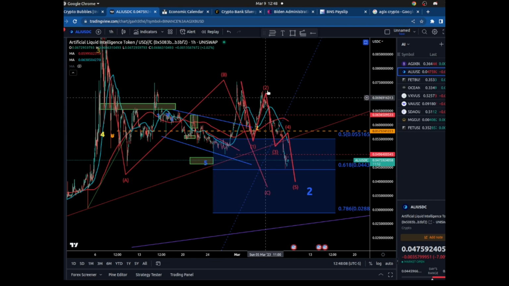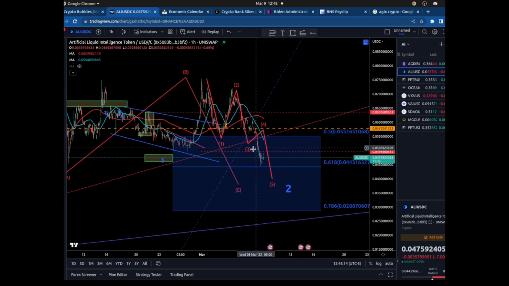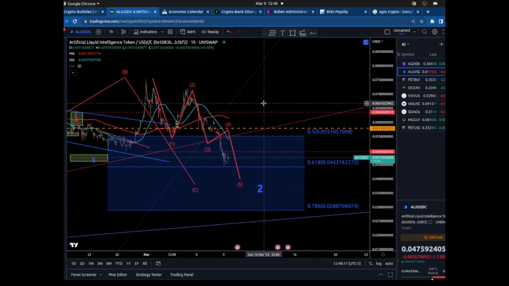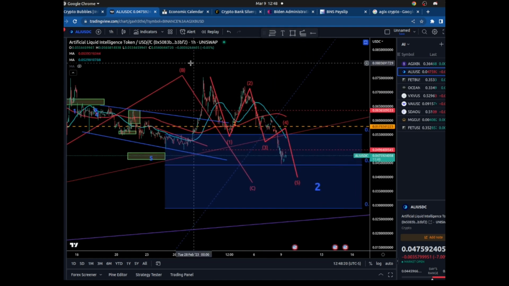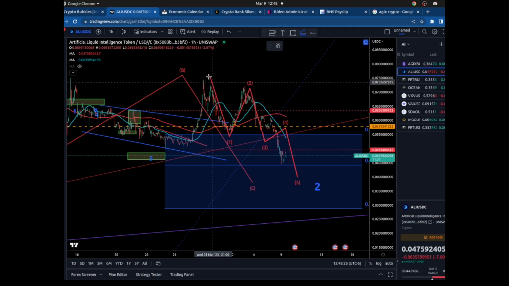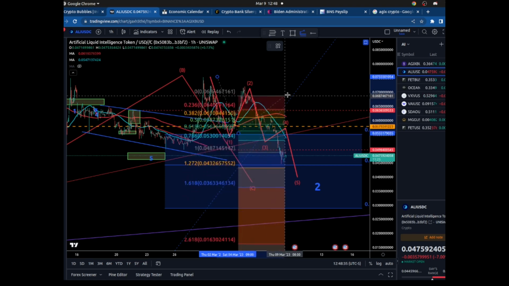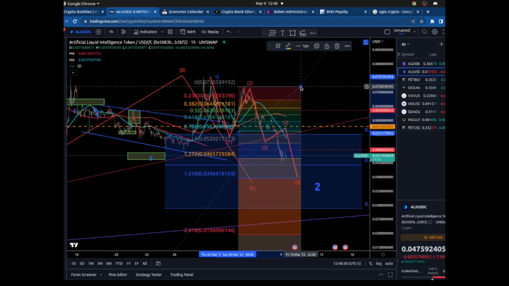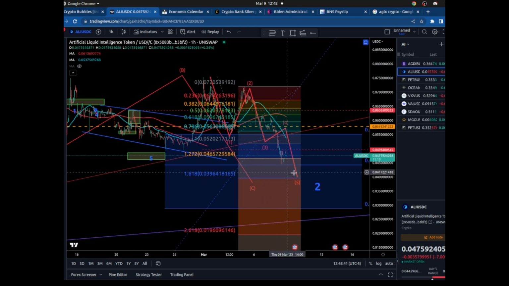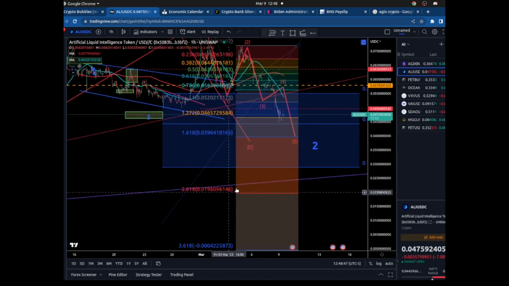So this count, the 1, 2, 3, I did the 3, but I wasn't sure it was finished yet. Let me see now. Okay, so I would say this was the beginning of the wave 1, this was the end, and this was the wave 2. So an ideal target for a wave 3 would be to the 1.618, but now we're going to go off limits, because we're going to retrace too much.